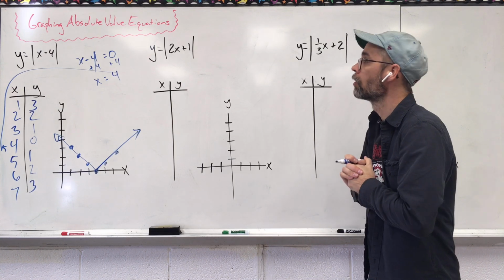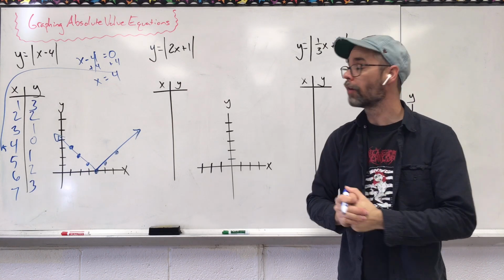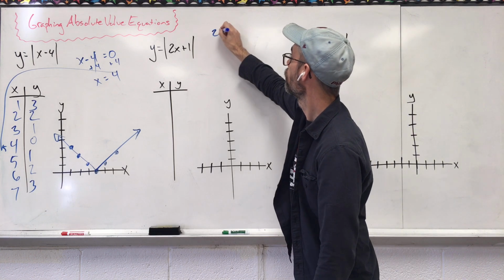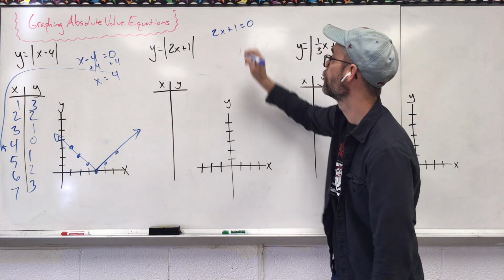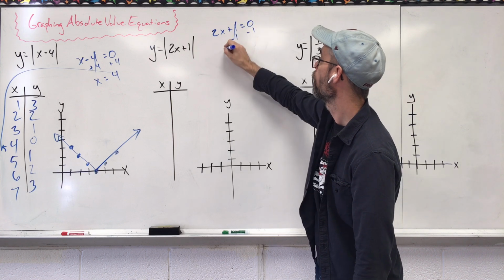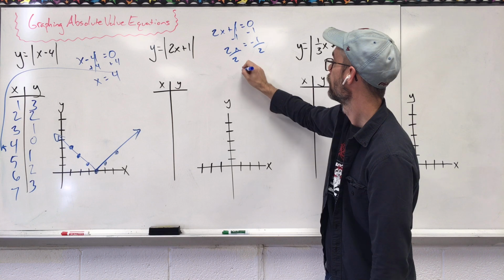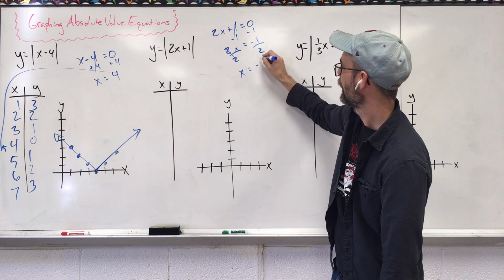So let's try it again with something a little more complicated on the inside. So this time we have 2x plus 1. Again, let's start it off by setting the inside equal to 0. We're going to say 2x plus 1 equals 0. Minus 1, 2x equals negative 1. x equals negative 1/2.